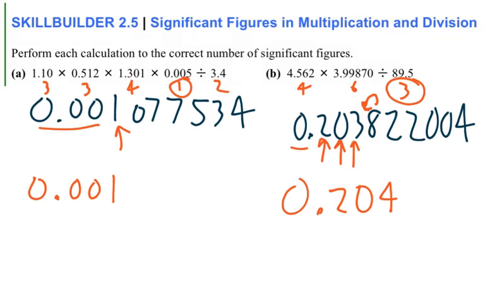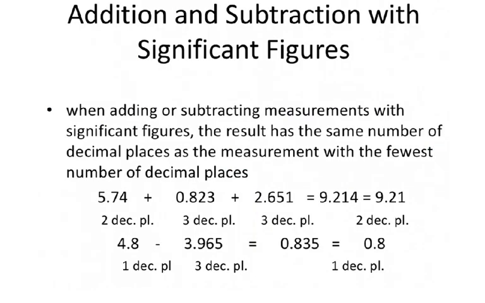Now, we're going to go to a second rule. This one's a little bit different. Okay? See, the multiplication and division rule has to do with which number in the calculation has the least amount of significant figures. When you're adding or subtracting, you'll see that it is not about who has the least number of significant figures. In fact, you're going to see, and I'm going to use this word, the word position. It's going to be based on comparing positions.